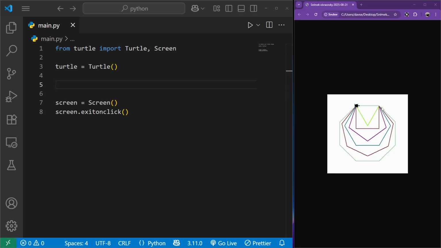This picture has 5 angles, 6, 8, 9, okay, and so on. It's up to you where it ends. So I would like to create something like this. So at first I would like to think how can I create this triangle?